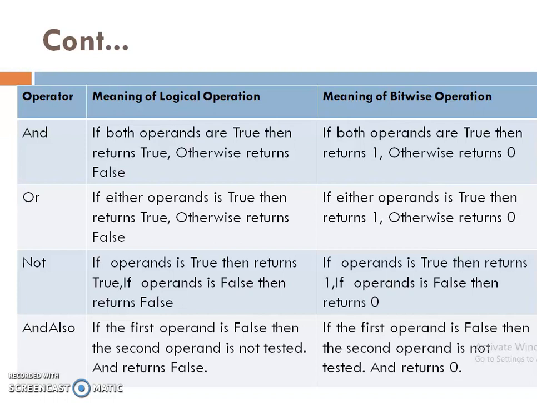Now we use AndAlso operator in logical operation. It checks first operand is false, then second operand is not checked, and it gives the result false. Now we use AndAlso operator in bitwise operation. It checks first operand value is false, then second operand value is not checked, and it returns 0 value.